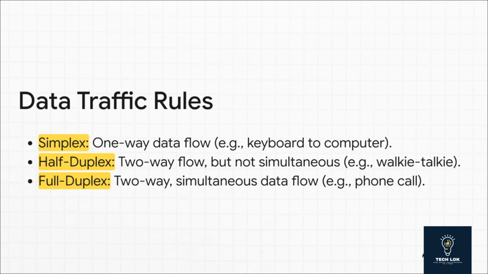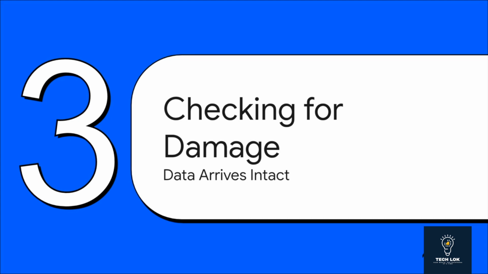Then you have Half-Duplex. This is like a single-lane bridge where cars have to take turns. Data can go both ways, just not at the same time. A walkie-talkie is the perfect example. And finally, Full-Duplex. That's your proper two-way highway where data flows in both directions all at once, just like a natural phone conversation.